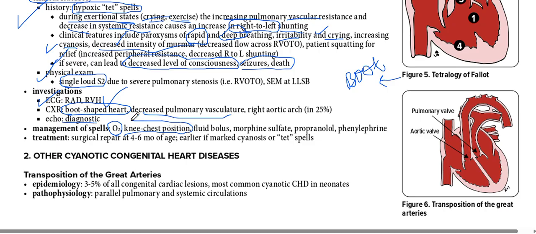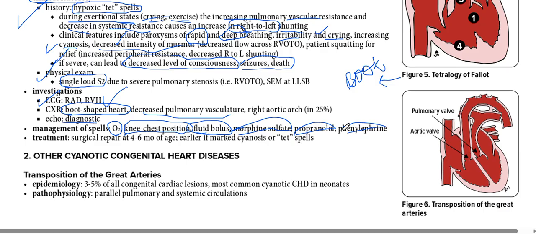We have to keep the child in a knee chest position. Then we have to give fluids to the child. Then we have to give morphine sulfate if there is pain. Propranolol is a beta blocker, and phenylephrine. So this is just management of spells.